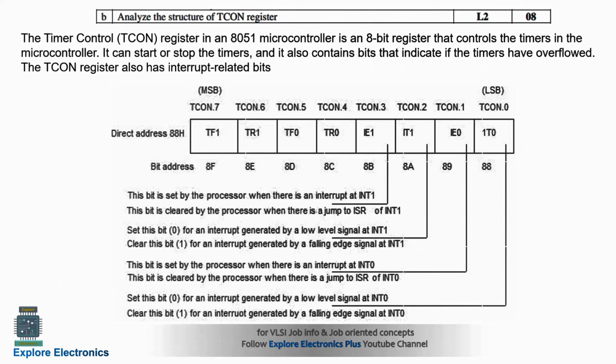You can see the 8 bits here starting from LSB to MSB. LSB is TCON.0, MSB is TCON.7. So totally 8 bits. And also the addresses you can see here starting from 88 to 8F. It is bit accessible, so each and every bit can be accessed. Each bit indicates certain functionality, and you need to explain those. Here you can see what happens if it is bit 0, bit 1, clearly explained below with respect to interrupt.